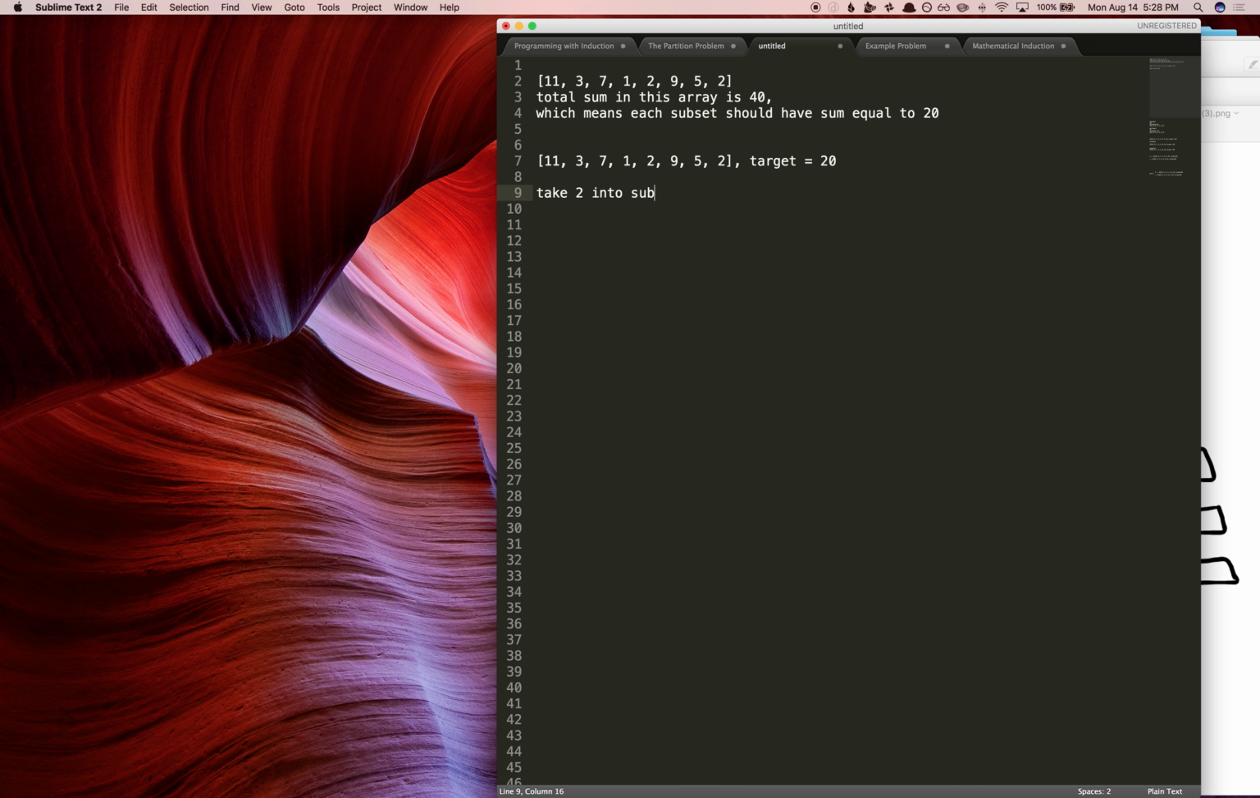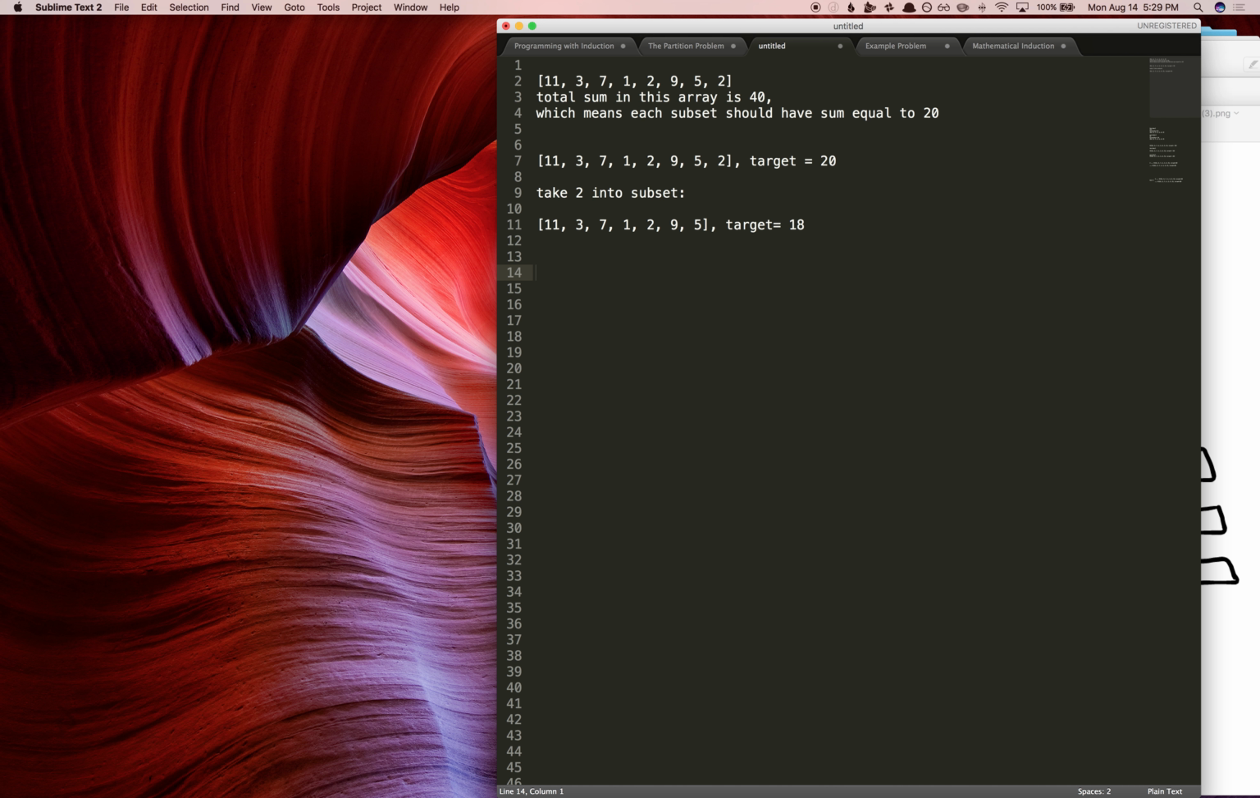If I take 2 in a subset, then what I'm left with is a problem where I have these elements only. I have to figure out if I should take these elements. But when I take 2 into the subset, what else is changing about my problem? What you'll notice is that when I take 2 in my subset, the rest of the elements that I'm going to take in the future only have to equal 18. They don't have to equal 20. So what's actually changing is the target itself. So target is now 18.